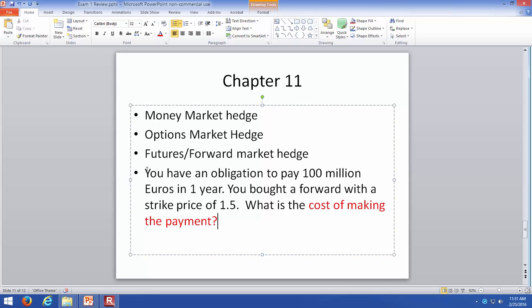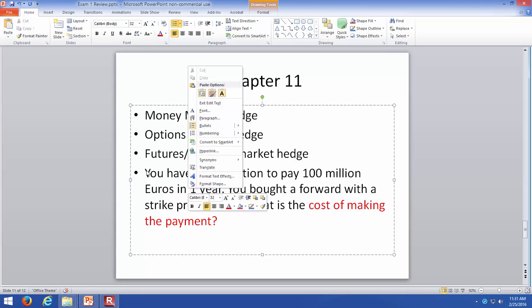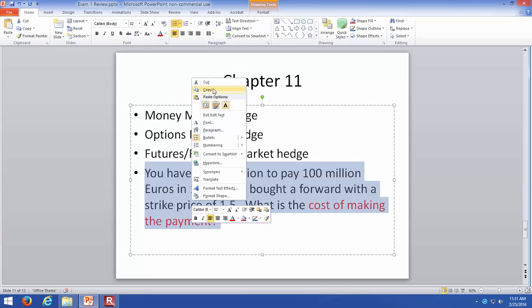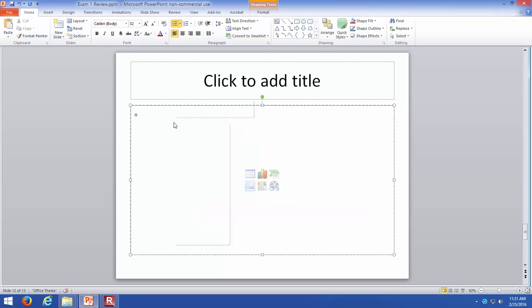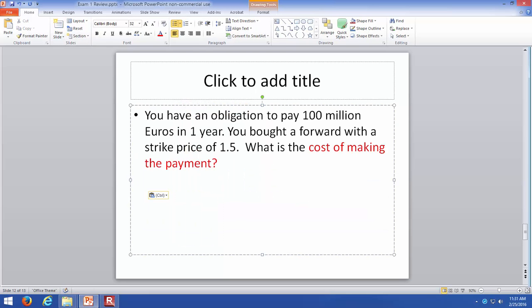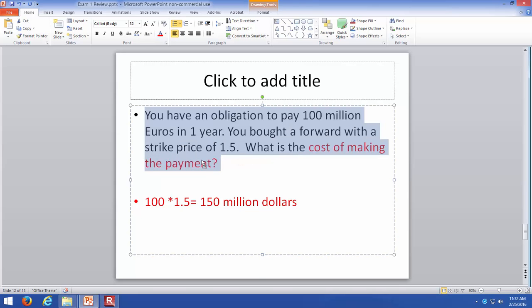It's not the profit or loss, it is the payment that you have to make. And what is the answer here? The answer here would be, okay, it's pretty straightforward. So here it's going to cost you 100 times 1.5 or 150 million US dollars. Okay, so that's all we have to do here to solve this question. Like I told you, it's pretty simple, pretty straightforward. Essentially what we are saying is that you are able to lock in the exchange rate by doing this.